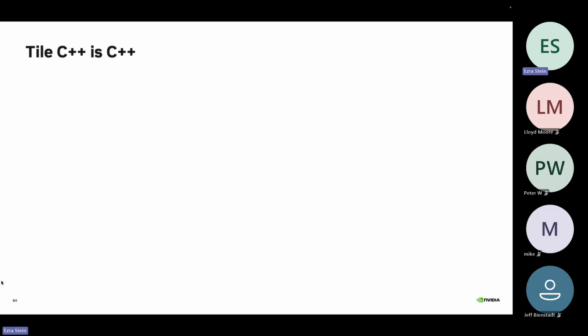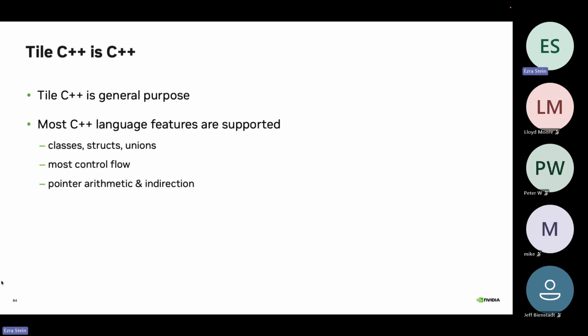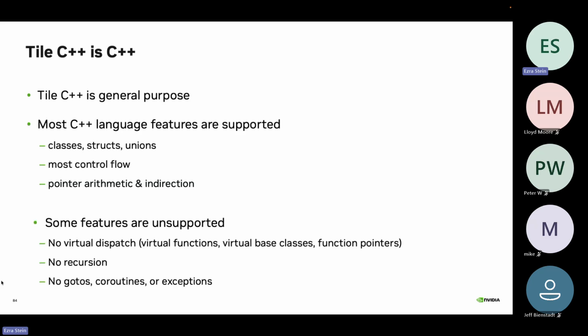So the last thing I want to talk about is the fact that Tile C++ is just regular C++. So it's general purpose. We support most of the language features, so classes, structs, unions, almost all control flow, pointer arithmetic and indirection. There's a few things we don't support. So there's no virtual dispatch, meaning virtual functions, virtual bases, function pointers, no recursion, and no gotos, coroutines, or exceptions. These are hard to work with because it makes the job of the compiler really difficult. It's hard to recover what the structure of the program is when you use some of these features.